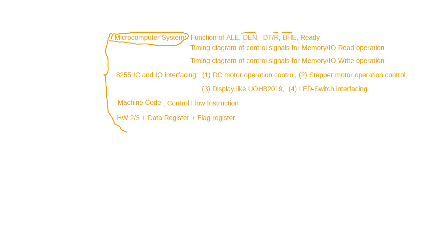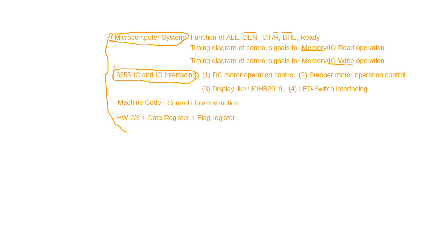Then the timing diagram of control signals for memory or input output read operation. For a read operation, what will change if it is memory, and what if it is input output? Only one or two changes, so you know it. And the timing diagram of control signals for memory or input output write operation. Now I discussed memory read operation and input output write operation, so you understand what will happen for input output read operation or memory write operation.